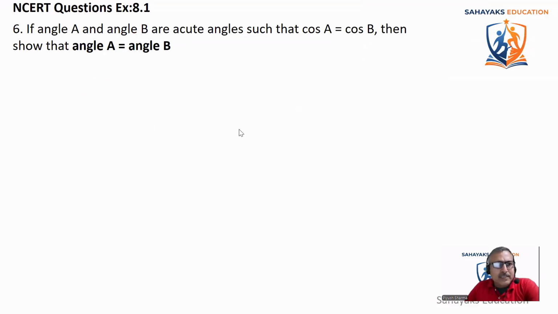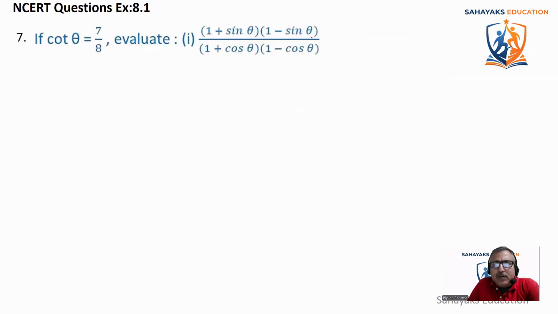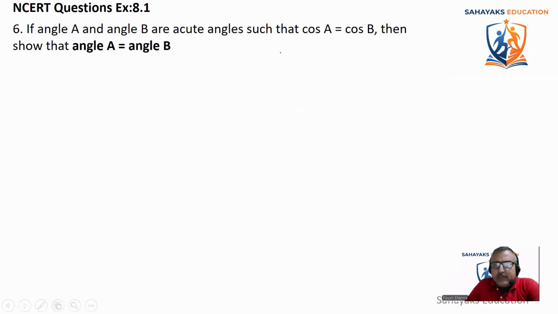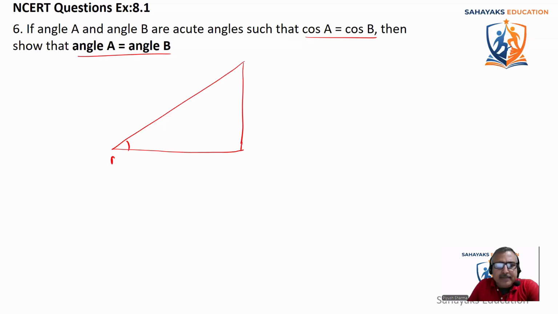Coming to this question, it says if angle A and angle B are acute angles such that cos A is equal to cos B, then we have to prove that angle A will be equal to angle B. So let's make a triangle here. This angle is A and this angle is B. This is 90 degrees. We'll say C.